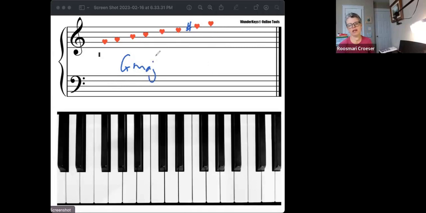The first way of finding the relative minor is looking for the sixth note of the G major scale. 1, 2, 3, 4, 5, 6. The relative minor of G major is E minor. Therefore, G major has an F sharp, and E minor will also have an F sharp.